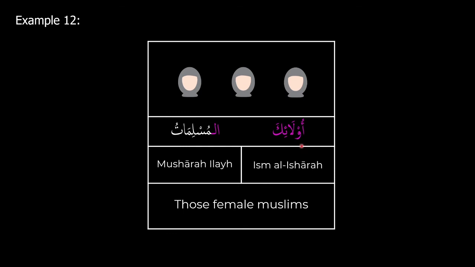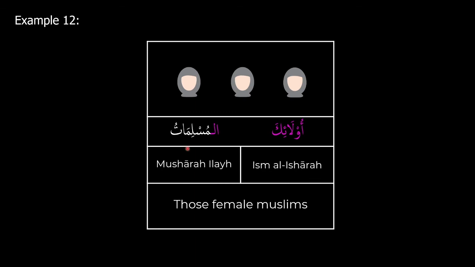Same thing here, ula'ika al-muslimatu. Again, this is feminine plural, and again, this is also feminine plural. So this matches in gender because they're both feminine. This matches in status, they're both rafa. This matches in number, they're both plural. Therefore, ism al-ishara mushara ilay, our regular rule, those female Muslims. But if it's a non-intelligent plural feminine noun, then the exception applies, where you need to use a singular feminine pointing word. So let's look at that example.